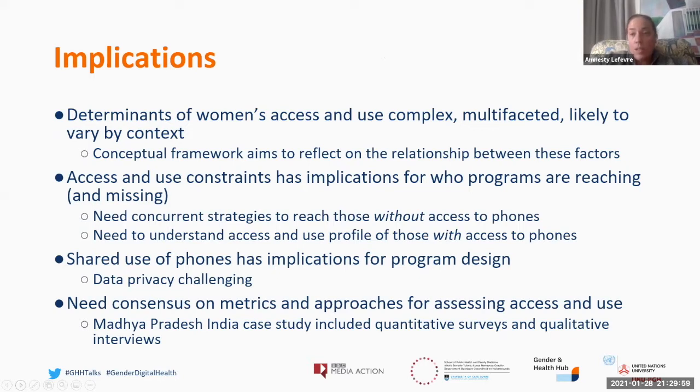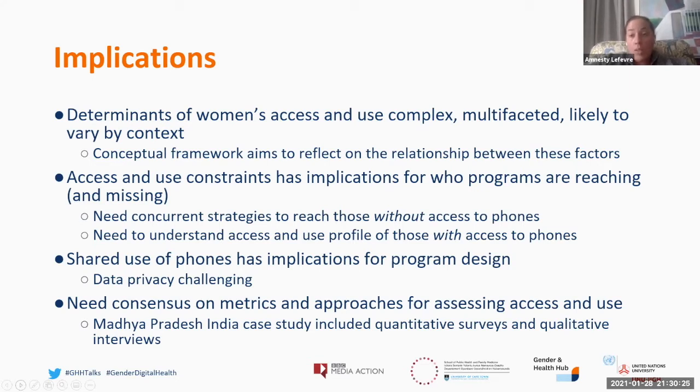This underscores the need to develop concurrent strategies to reach those without access to mobile phones, who are likely to be the most marginalized and disadvantaged. Unfortunately, because of how we've chosen to focus on the sample of respondents with access to phones, theirs is a voice that we're missing. Amongst those with access to a phone, we need to understand access and use profiles and the associated implications for designing appropriate initiatives likely to optimize technology use for health.